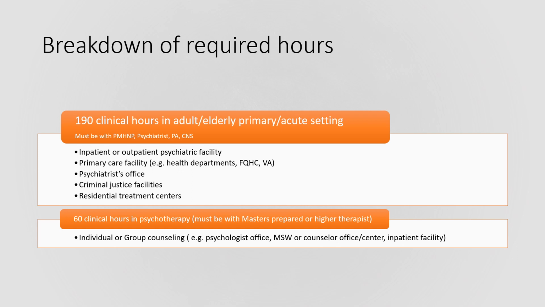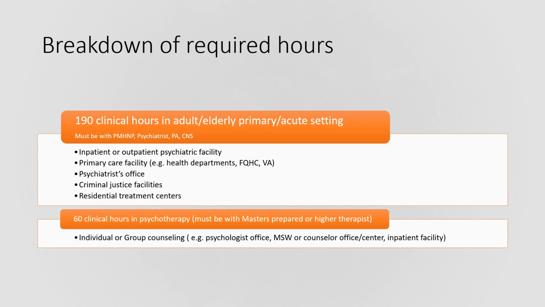So again, it's a breakdown of required hours. 190 hours in adult elderly primary care setting. Must be with a PMHNP, psychiatrist, a PA who's certified to practice in psychiatry, or a clinical nurse specialist. And that can be in the inpatient or outpatient psychiatric facility, a primary care facility like a health department or an FQHC, the VA, a psychiatrist office, or even a community mental health clinic, criminal justice facilities, residential treatment centers.